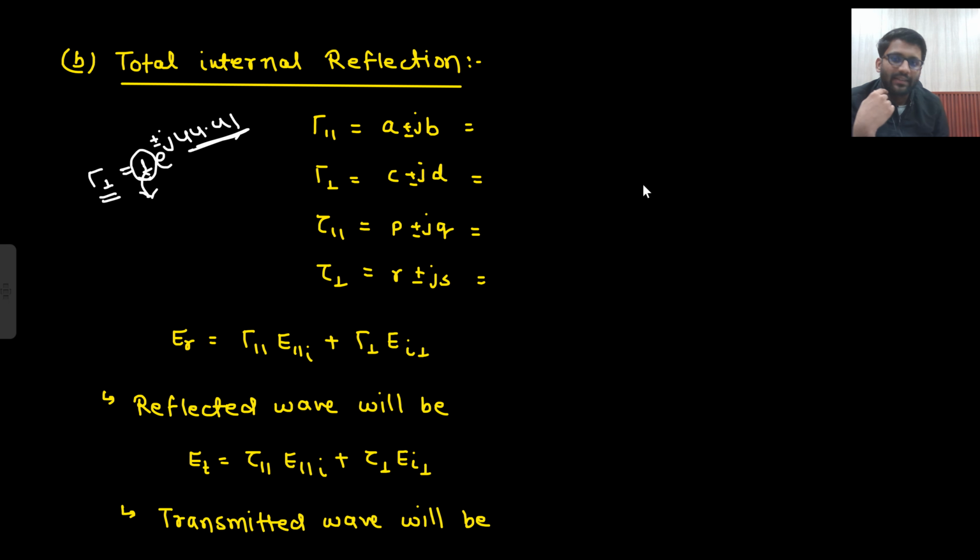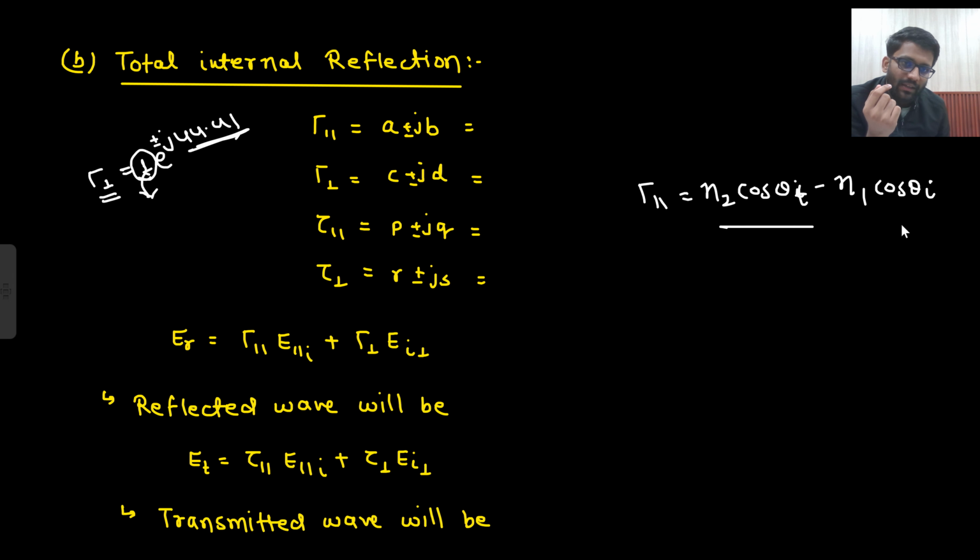Why is that so? Let's check it with respect to gamma parallel. So eta 2 cos theta i minus eta 1 cos theta t, divided by eta 2 cos theta i plus eta 1 cos theta t, right?